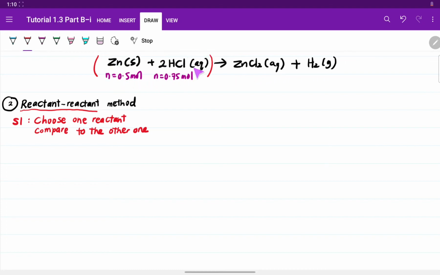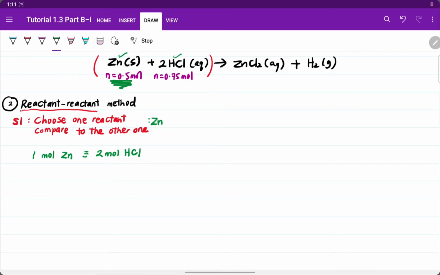Kita akan compare dengan reactant saja. Okay, katakan the first one, I want to choose zinc. Okay, maksudnya saya akan fokus dekat number of mole of zinc sahaja. Okay, so stoichiometry kita akan buat compare between zinc and HCl. Okay, so it will be like this. Okay, dekat sini yang penting, yang ni tadi daripada balance equation. So 1 mole of zinc will react with 2 mole of HCl. Okay, now ingat, kita pilih zinc, maksudnya kita akan ambil 0.5 mol. So, if I have 0.5 mol of zinc, okay, how many moles of HCl needed?